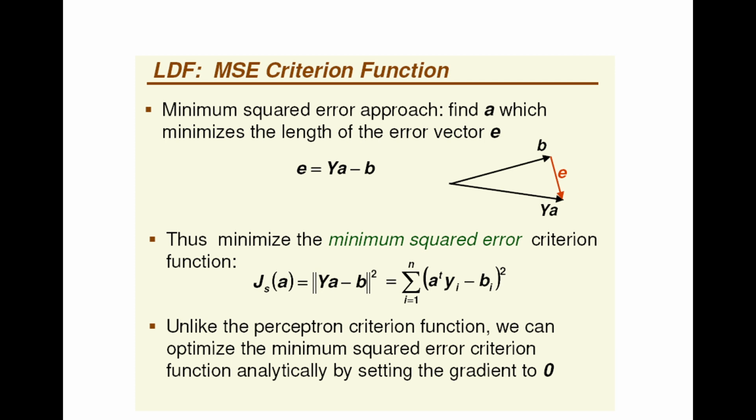Ya is the calculated one, B is the actual one. So, this is the correct output, and this Ya is the calculated output. So, an error is nothing but a difference between the two, that is taken as E. So, this is with respect to one particular one. When you add up everything, this will be your criteria function that you have.